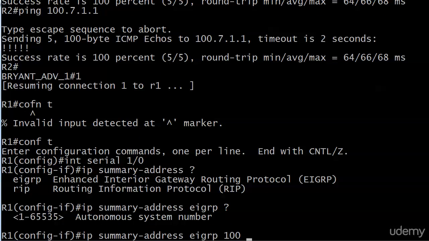Keep that in mind. That's a good question for multiple choice. They show you a summary address command. It's like, hey, what's this number in the middle? And it's the autonomous system number. With EIGRP, you almost always have to put the autonomous system number.